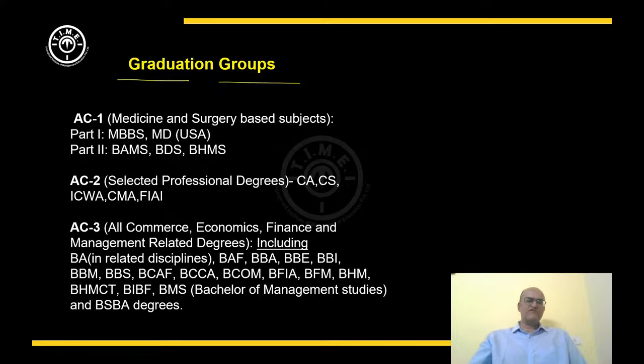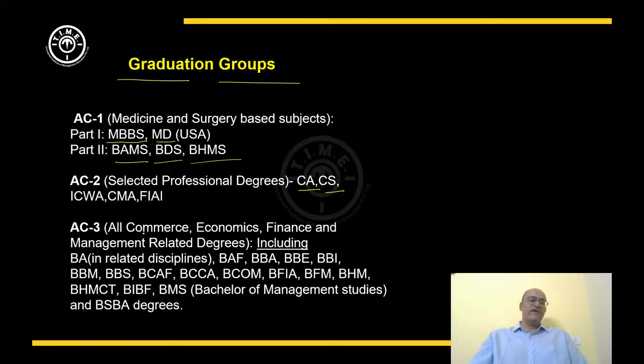For example, the first set of students will be AC1 group category people. These are essentially all those who have done medicine and surgery based graduation courses. Courses like MBBS, MD, BAMS, BDS, BHMS. These are all medical related subjects. So people who have done their graduation in these streams will be considered as AC1. Similarly, AC2 accounts for all the accountants. So chartered accountants, company secretary, ICWA, CMA, these are all people who have done professional degrees. They will be clubbed together in AC2 category.